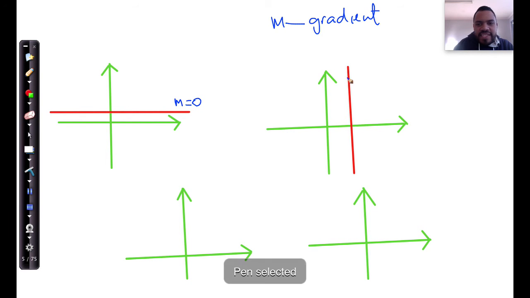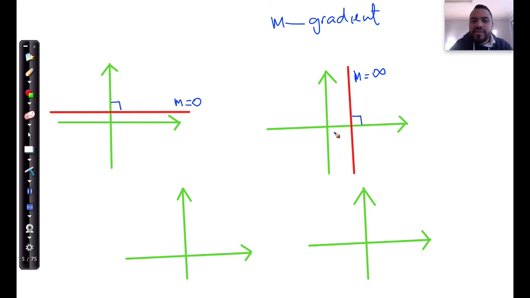The gradient of this vertical line is infinity because it's very steep, and it meets the x-axis at 90 degrees, a right angle, just as the horizontal line meets the y-axis at 90 degrees. This horizontal line has no steepness. This vertical line is incredibly steep, so steep that we say its gradient is actually infinity. In analytical geometry, it will become clearer what we mean.